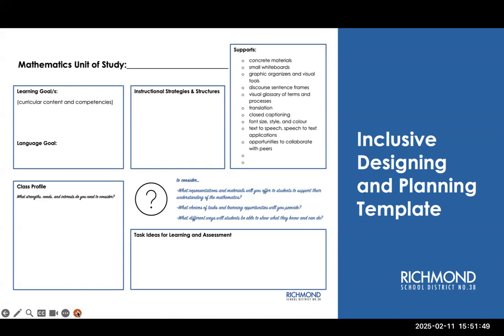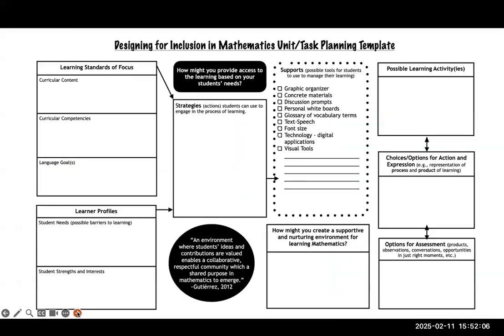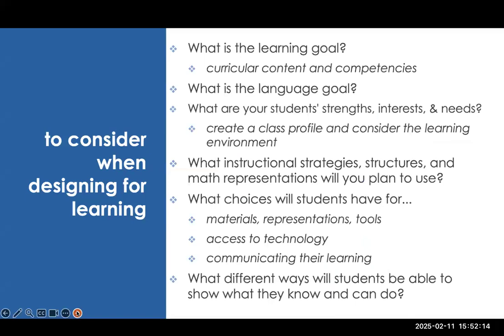It has a place for a learning goal or goals, a language goal, some information about your class, what instructional strategies and structures like math workshop or number talks you will use for this particular unit, and then some task ideas for student learning and assessment and some questions to consider. And then Shaheen's for grades 6 to 9 looks like this, and she's still working on that, but they'll both be posted on RichNet. So this is just a list from those templates. Again, some people like something to write on, some people just like the prompts. So we'll also provide this on a one-pager, just to be mindful of and think about as you're planning and designing for learning in math.